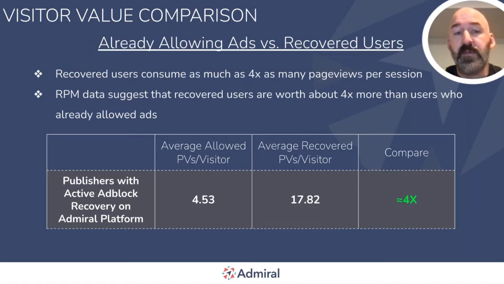The RPM data suggests that recovered users are actually worth about 4 times more per session than users who are already allowing ads. So ultimately, not only are the users 15 to 30% of your ad revenue because they're blocking ads, but those people who did choose to allow ads on the site are actually people who are coming back more often and are more loyal visitors. So their value is actually a good bit higher than people who were already allowing ads on your site. So just one way to begin that process.